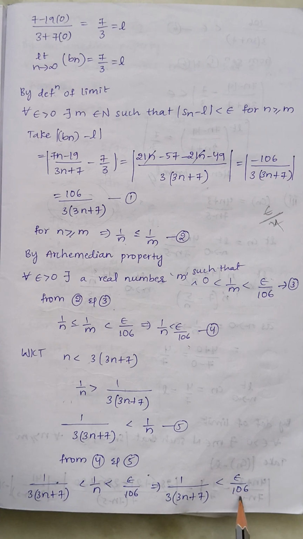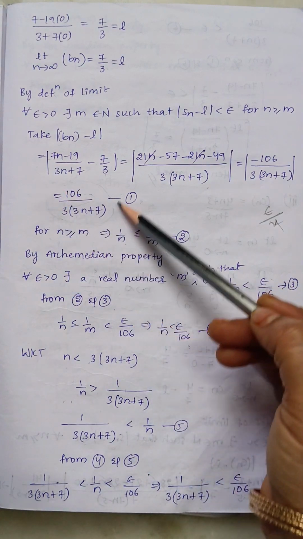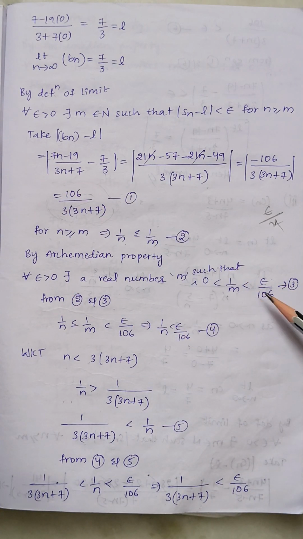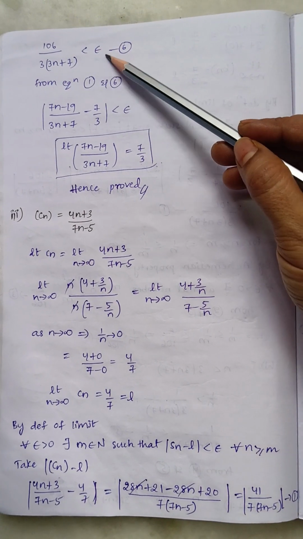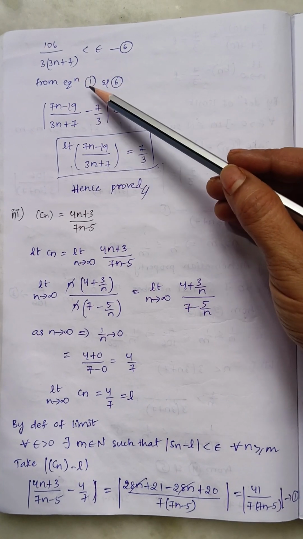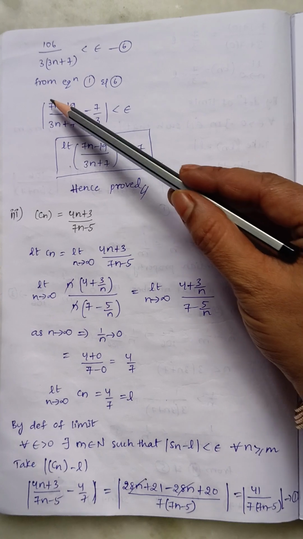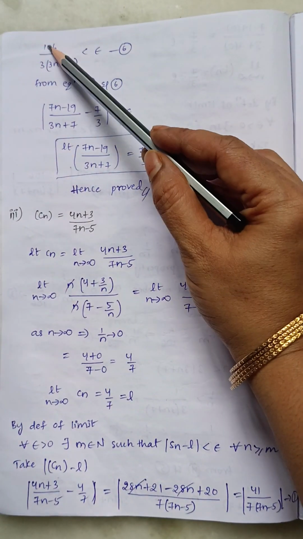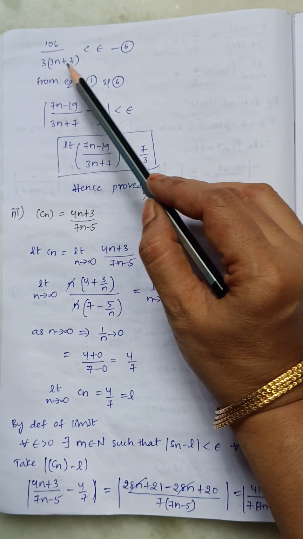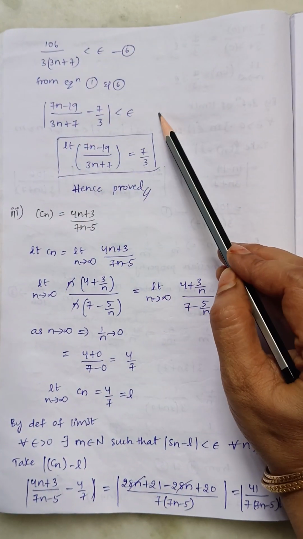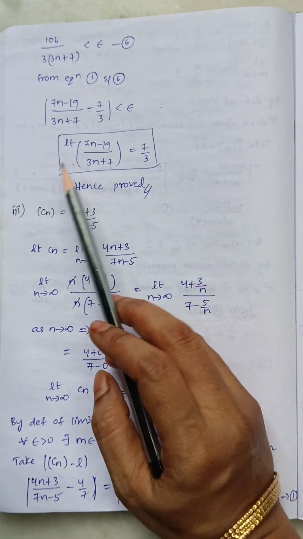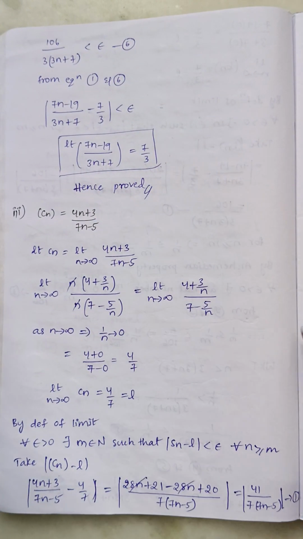Now the 106 divided, take it to this side, then this side becomes 106 by 3 into (3n plus 7). So here we got the same part. That's why instead of epsilon we are taking epsilon divided by 106. See here, this is less than epsilon. So in equation 1, this is equal to 106 by 3 into (3n plus 1), which is less than epsilon. So Sn minus L is less than epsilon, which means the limit of Sn equals L. That's how it is proved using the definition.